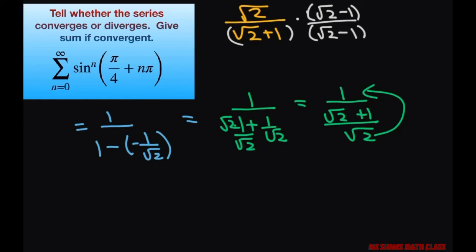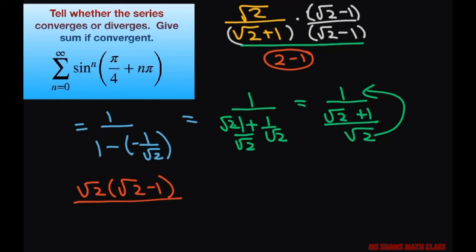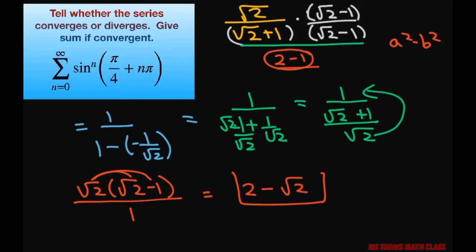All right, for the denominator, this is just going to equal 2 minus 1, and in the numerator, we're going to have square root of 2 times square root of 2 minus 1. Again, this is your form a squared minus b squared, so I just got 2 minus 1, which is 1. So this is just going to be square root of 2 times square root of 2 is 2, minus square root of 2 times 1, which is square root of 2. So it is convergent, and this is your sum.